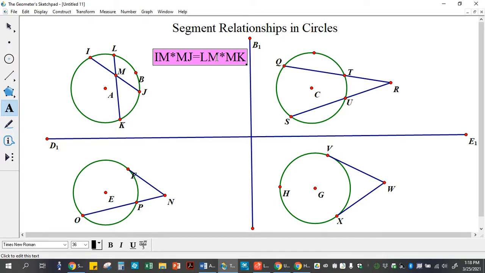This is a formula that you will find on your formula sheet that can be found in Schoology in the Unit 10 folder. There's a formula for this. You don't need to memorize it. You need to know how to apply it. So let's look at a quick little problem.